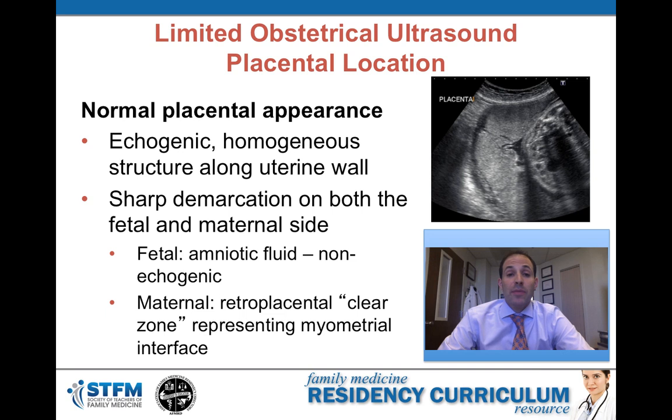Now we're going to go over the appearance of a normal placenta. As you can see in this depiction on the right of a still ultrasound image, the placenta is an echogenic, homogeneous structure attached to the uterine wall. This is the placenta here.